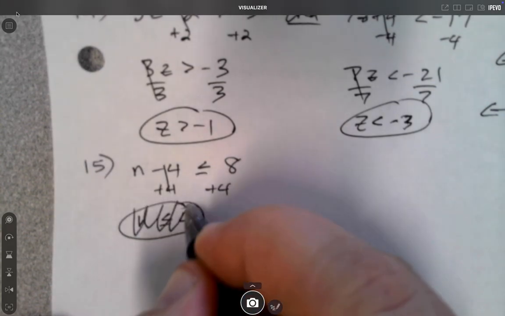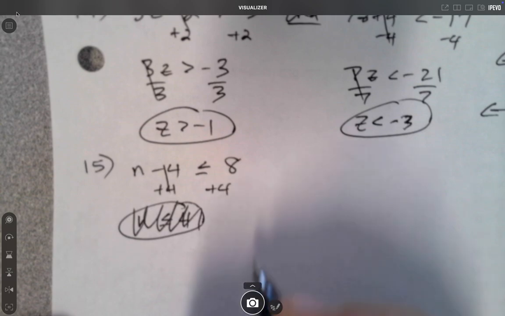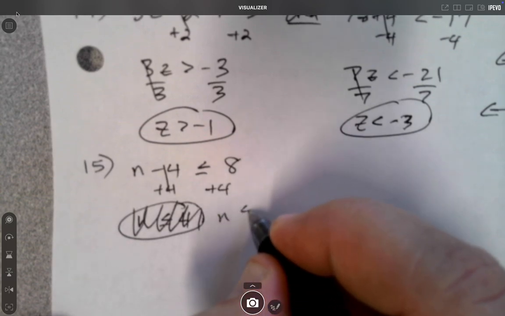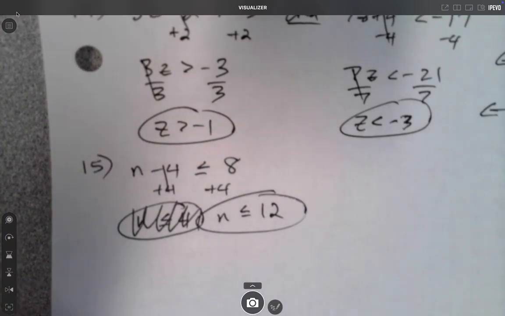Sorry. Let me try that again. It turns out, ladies and gentlemen, 8 plus 4 is not 4. In fact, 8 plus 4 is 12, which makes a lot more sense. The reason I caught my mistake was I looked back and said, wait, the difference of a number and 4 is no more than 8. I said, well, 4 minus 4 is not more. That doesn't line up with 8. So, anywho, it's n is less than or equal to 12.